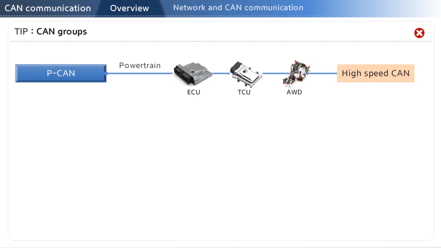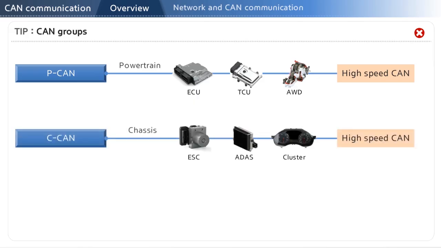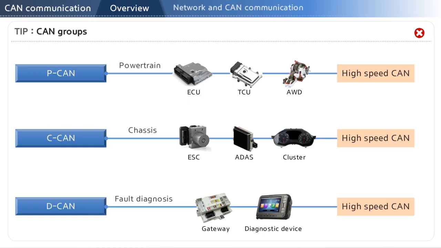High-speed CAN communications include PCAN, that is powertrain CAN, to which powertrain and drivetrain controllers such as the engine, transmission, and four-wheel drive are connected. CCAN, that is chassis CAN, is used to control brakes, ADAS, and the cluster. DCAN, with D standing for diagnosis, allows for communications between each controller and a diagnostic device in vehicles with a central gateway.